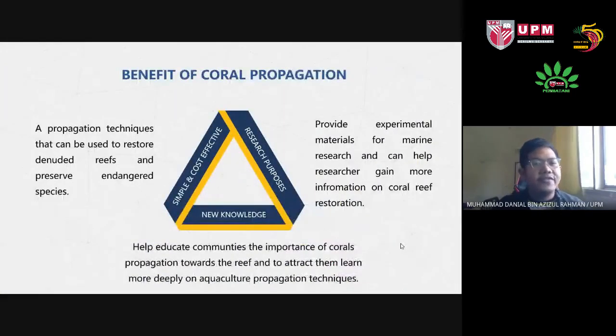So what are the benefits of coral propagation? It's simple and cost effective. It is a propagation technique that can be used to restore degraded reefs and preserve endangered species. Second is research purposes. Coral propagation can provide experimental materials for marine research and can help researchers gain more information on coral reef restoration.